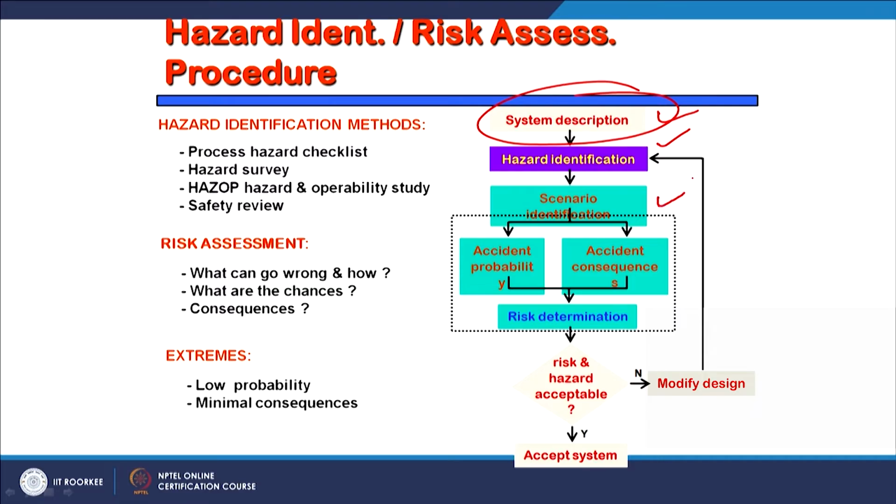Then you need to go ahead with the scenario identification. Now, this scenario identification is attributed to two different aspects. One is the accident probability. You need to carry out that what-if analysis. Sometimes it may happen, sometimes it may not. Then if this accident happens, what are the consequences? Suppose an LPG cylinder blasts, then what are the consequences?